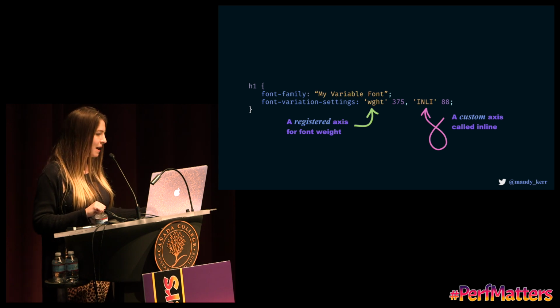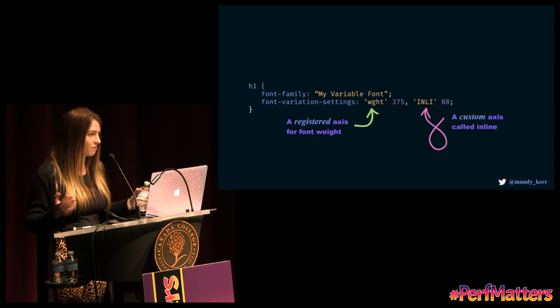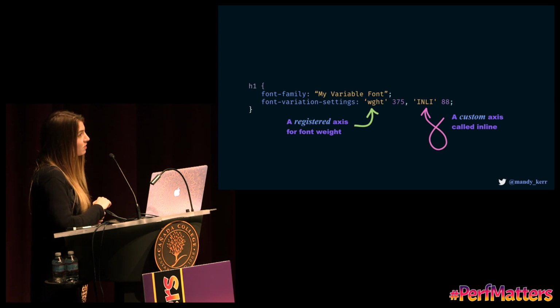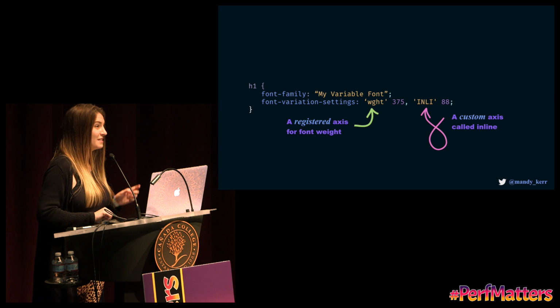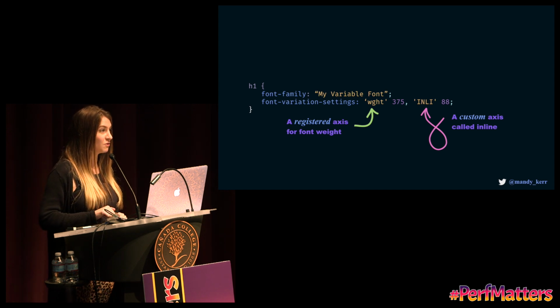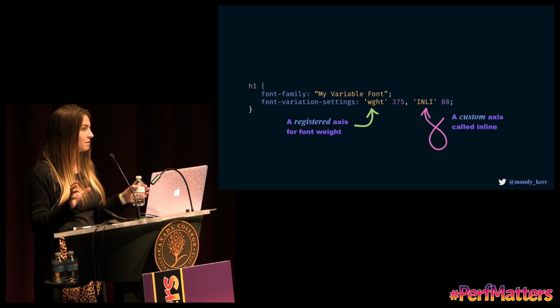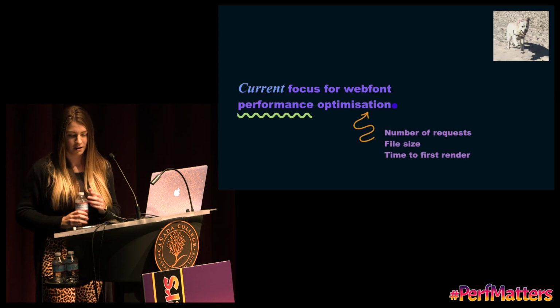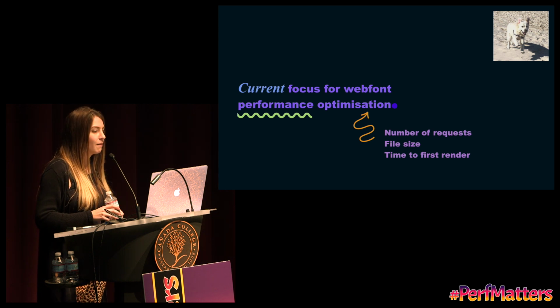Registered axes are defined by spec. Custom axis codes are determined by whoever makes the font, and they decide that when they make it. What's really, really important to remember is that you should not use registered axes in font variation settings if you don't have to. They're not really intended to be used in font variation settings, and you should always use the mapped CSS property if you can. So, we know what browsers they work in, we know how to use them.